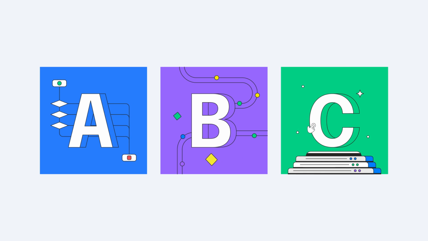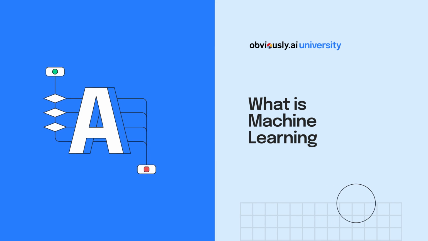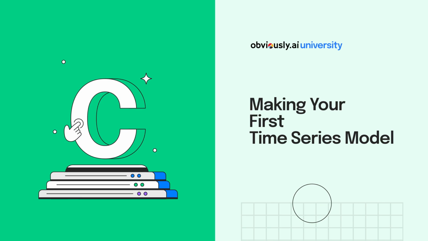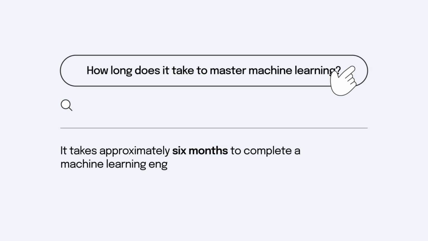So if you're new to machine learning, you can get started with AI fundamentals and how to build auto ML models, or dive right into something more advanced like time series forecasting. The point is, you'll have mastered machine learning for free at your own pace in less time than Google tells you. So what are you waiting for?